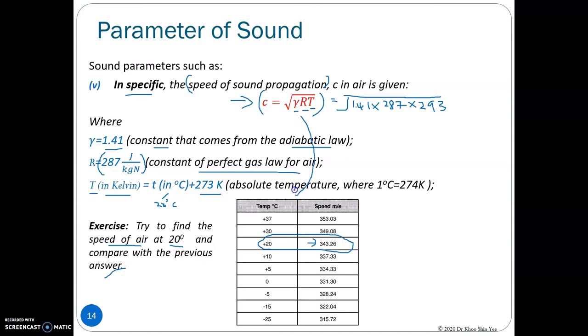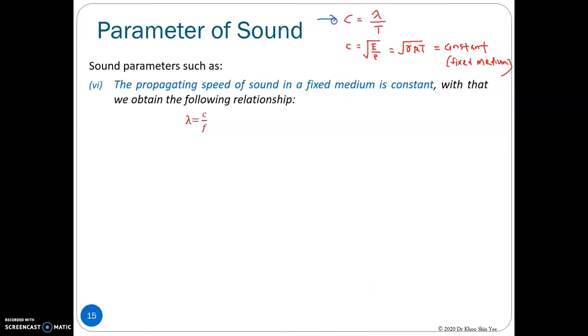So you can use this formula to compute the speed of sound in air at different temperatures, and you should obtain this trend, where when the temperature is reducing, the speed is reducing as well. This means that during the daytime, sound travels faster compared to night, as we assume daytime is hot compared to night, because night is normally cold. So far, we have learned three formulas to find the speed of sound propagation.